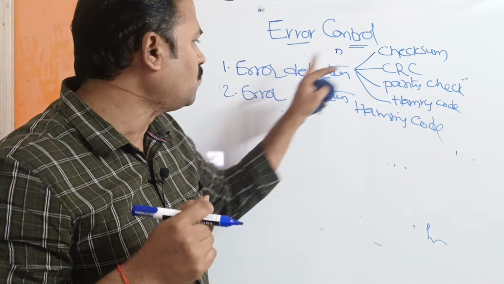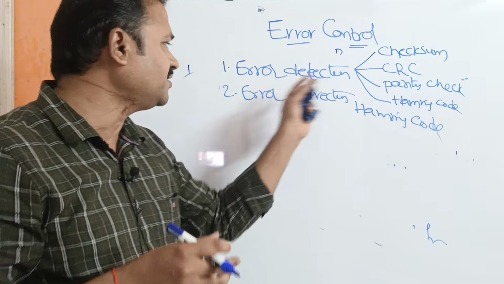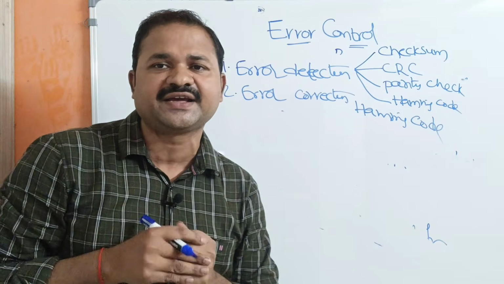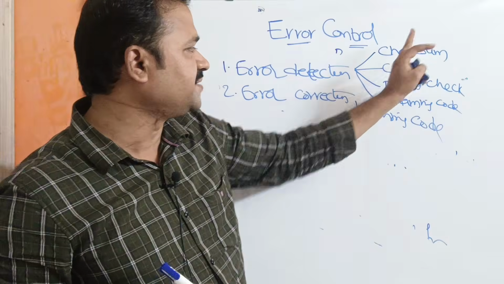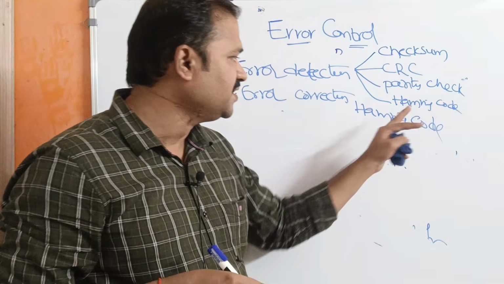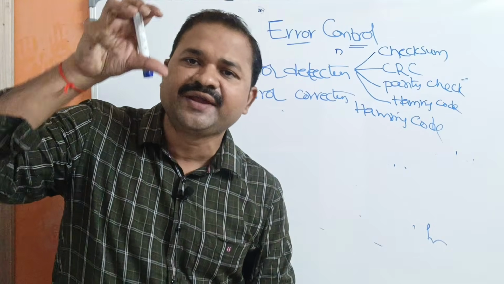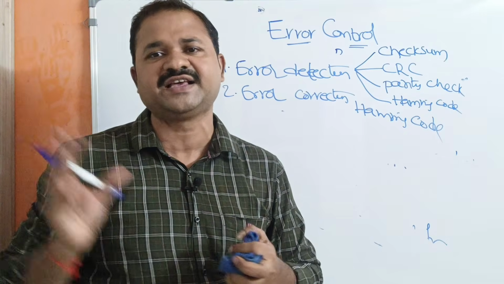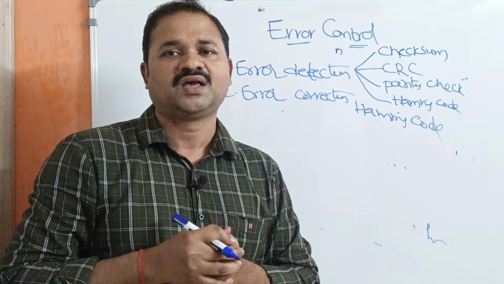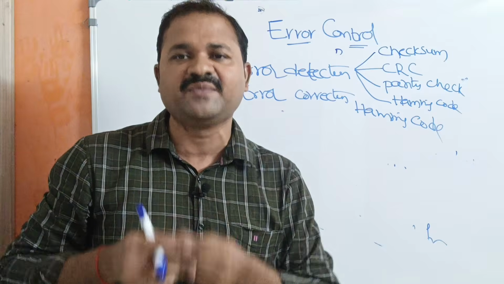Already 5 videos are uploaded on these concepts. One video on error detection and error correction, second video on checksum, third video on CRC, fourth video on parity check, fifth video on Hamming code. Hamming code is useful for both error detection as well as correction. So I will share those video links in the description as well as comments.